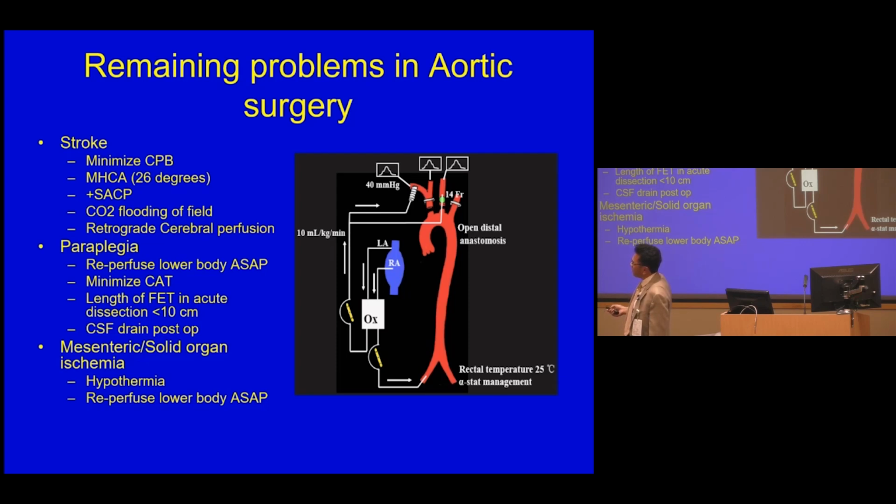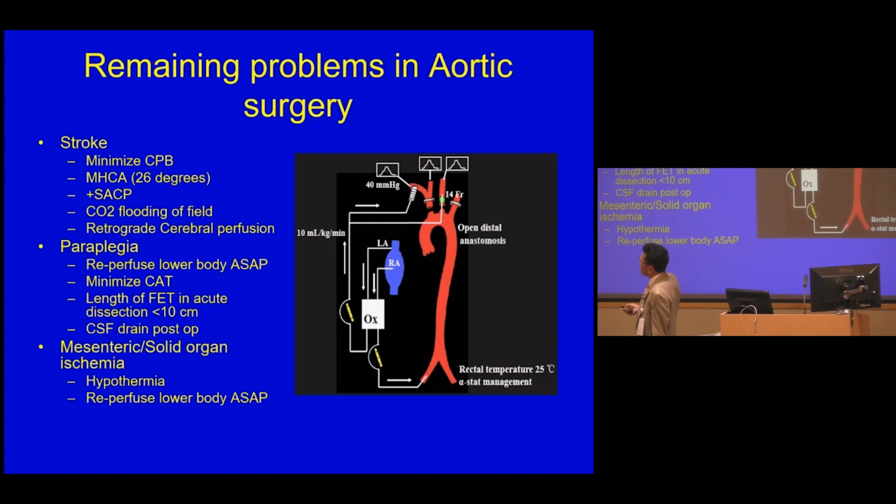I don't really think there's anybody doing this just as a temporary retrograde cerebral perfusion. And we shall see how our results come up, because stroke is one of the Achilles heels of this operation. In terms of paraplegia, we want to reperfuse the lower body as quickly as possible, and that's why now I also perfuse both through the axilla and also through the lower extremities, because I want to make sure that we're perfusing the spinal cord via the hypogastrics.